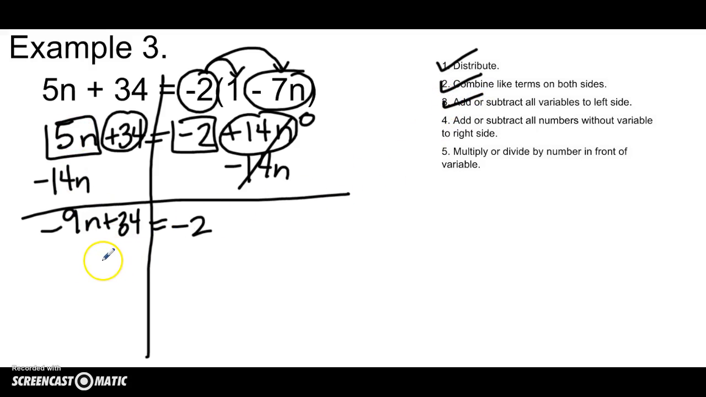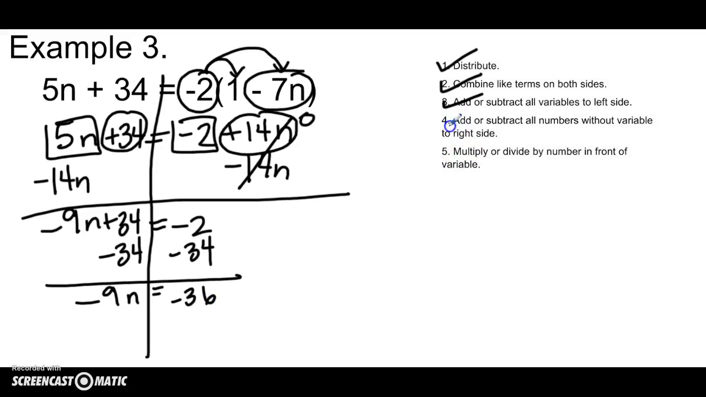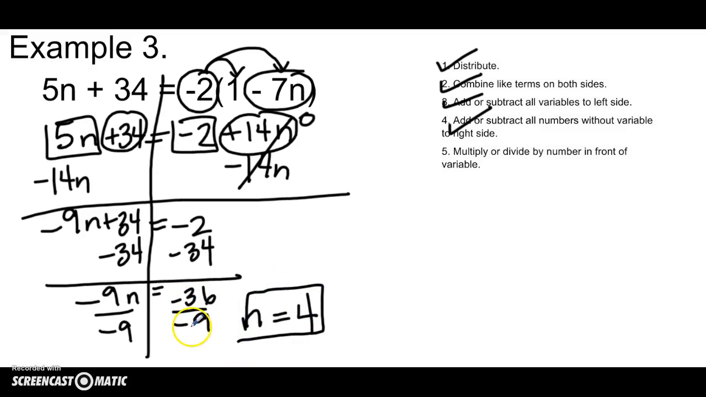I'm going to add or subtract all numbers without variables to the right side. So I'm going to subtract 34 from both sides of the equation. I'll be left with negative 9n equals negative 36. Step 4, check. And then finally, divide both sides by negative 9, which gives me n equals positive 4. Let's remember that a negative divided by a negative always equals a positive.